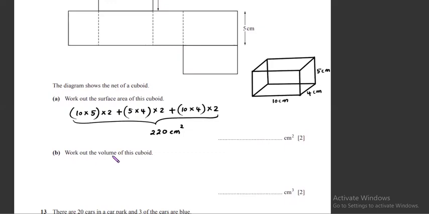The next one is to calculate the volume of this cuboid. To calculate the volume of a cuboid, we multiply the length, width, and the height together, or multiply the area of the cross-section with the length along which the cross-section stays the same. In this case, it's going to be 10 times 4 times 5, which is equal to 200. So the volume is going to be 200 cubic centimeters.